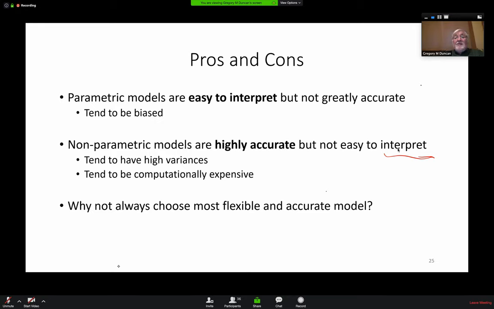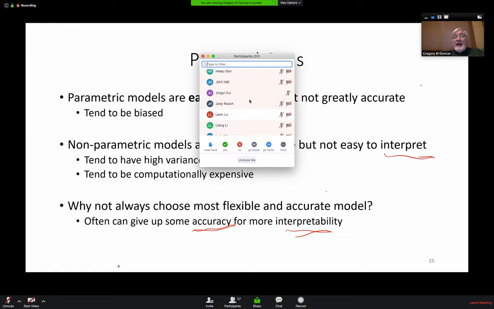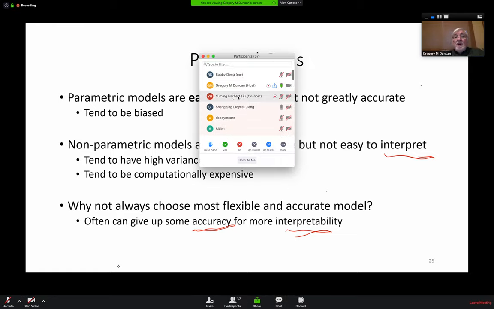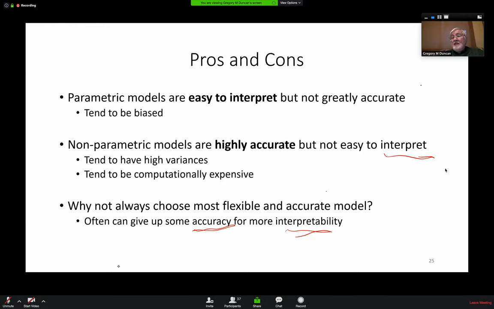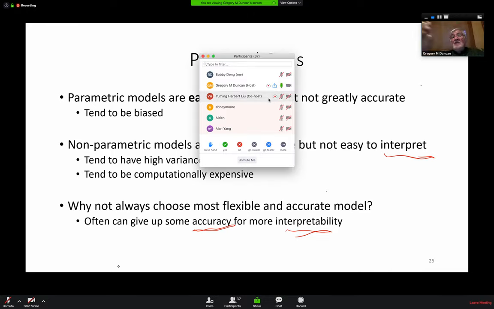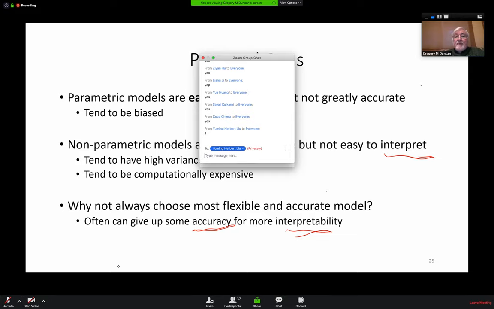Okay. Why not choose the most flexible and accurate model? One can oftentimes give up some accuracy for more interpretability. And we'll see that. Up until maybe 2 years ago, I always had two models. I would build a very accurate machine learning model that answered the question, what's the best prediction? And then I would have a less accurate, more interpretable econometric model that would allow me to say, well, it looks like if you change this, this will have that effect. We'll address this later on in the course.